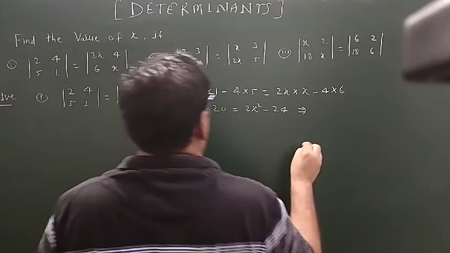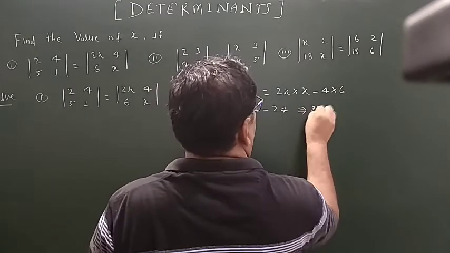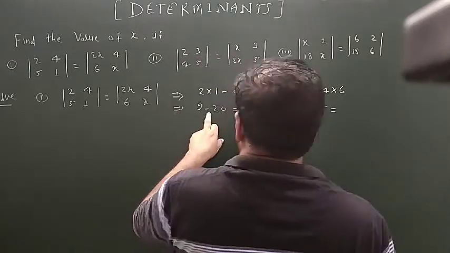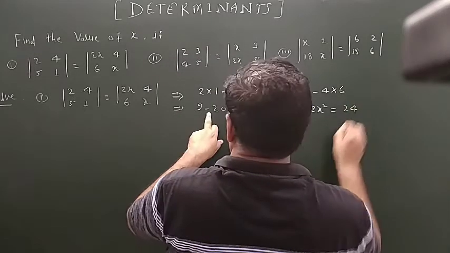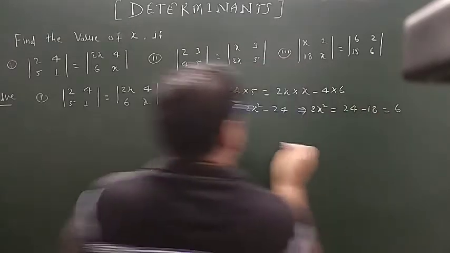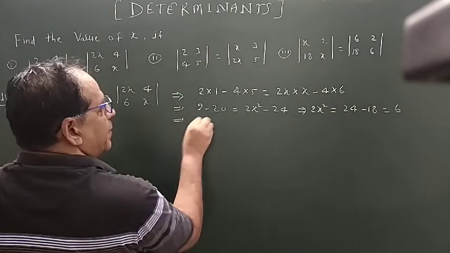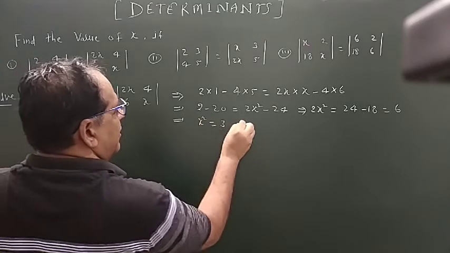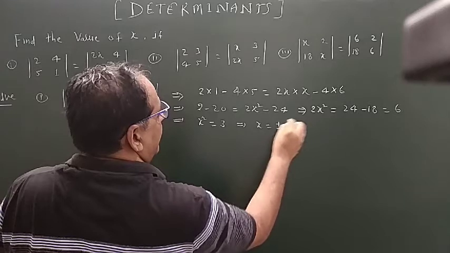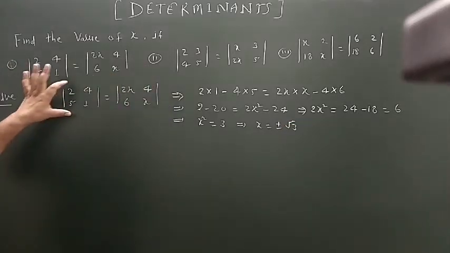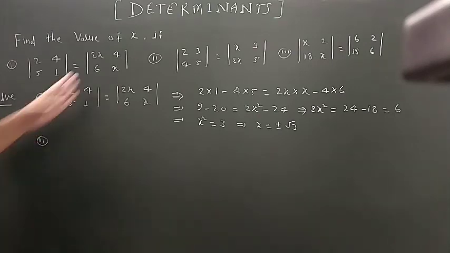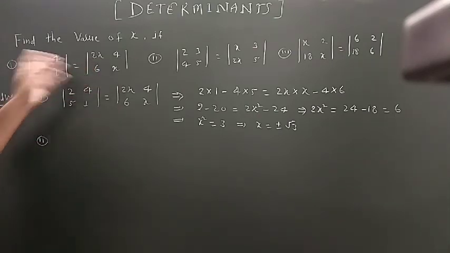After simplifying we have 2x square equal to 24 minus 18, that means 6. x square equal to 3, x equal to plus minus under root 3. Second part now, and on comparing we have 2x equal to 2, x equal to 1.